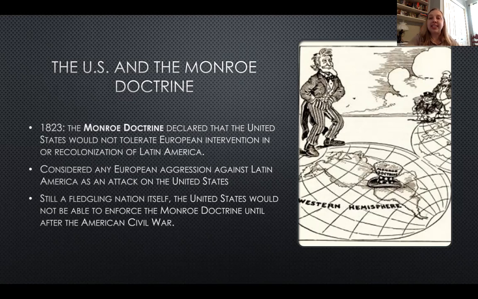Of course, the United States is unable to enforce this doctrine as Mexico is invaded over and over by the French, the British, the Spanish, as the British are messing around in Venezuela and in French Guiana. The United States is just unable to project this power beyond its own borders at this time.